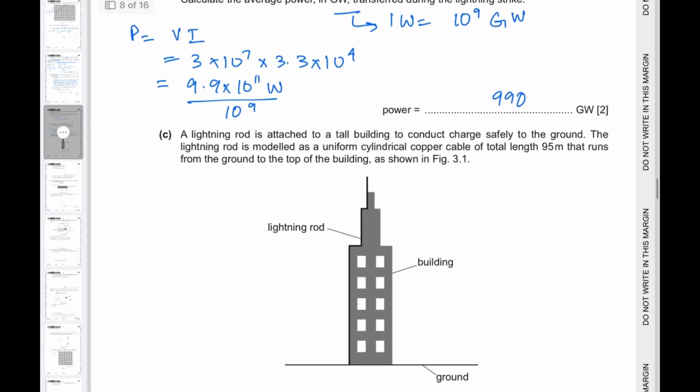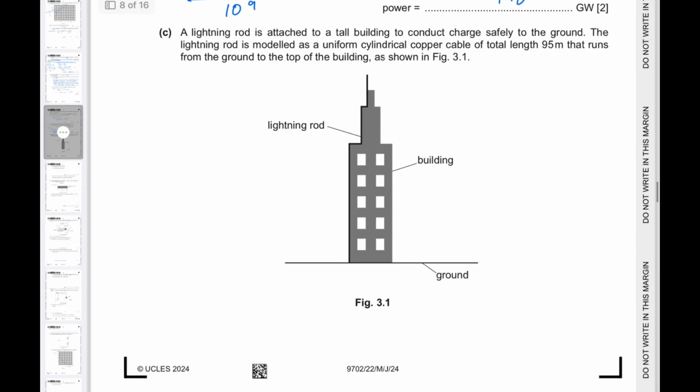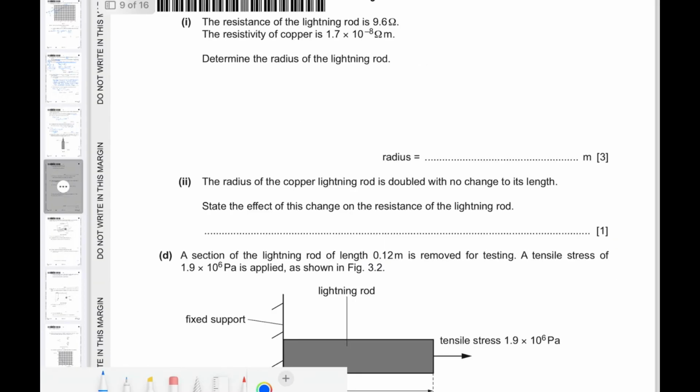C. A lightning rod is attached to a tall building to conduct charge safely to the ground. The lightning rod is modeled as a uniform cylindrical copper cable of length 95 meters that runs from the ground to the top of the building, as shown in figure 3.1. Part 1. The resistance of the rod is 9.6 ohms. The resistivity of copper is 1.7 times 10 raised to negative 8 ohm meter. Determine the radius of the lightning rod.